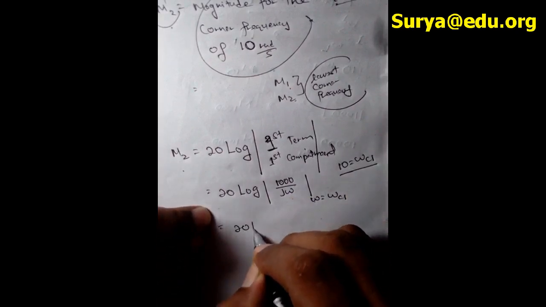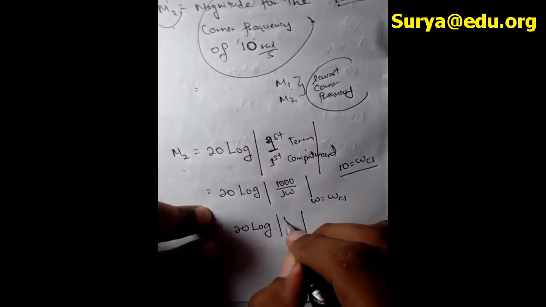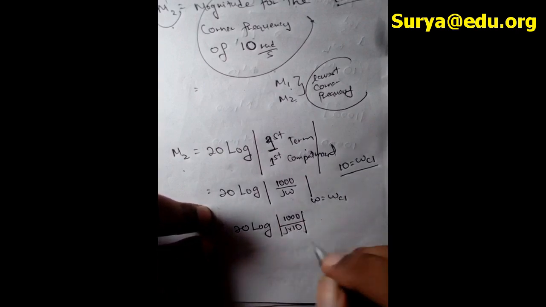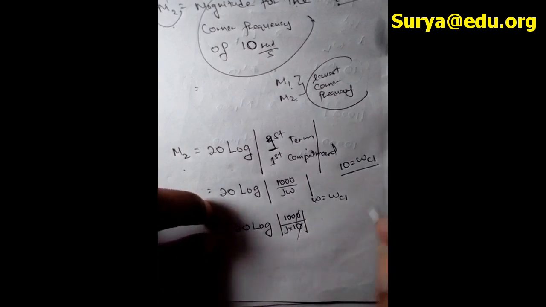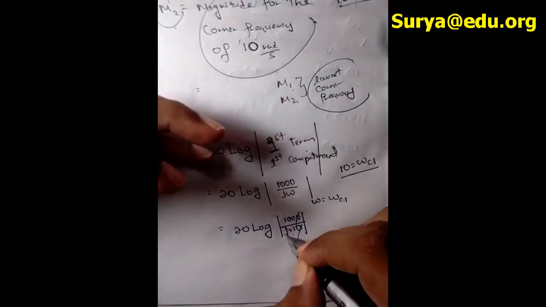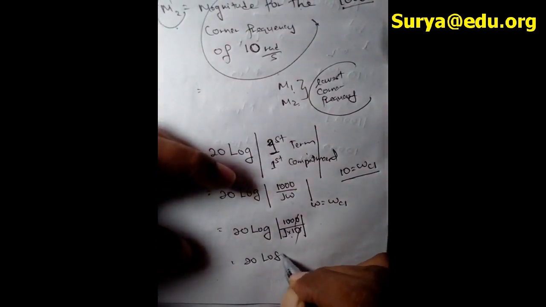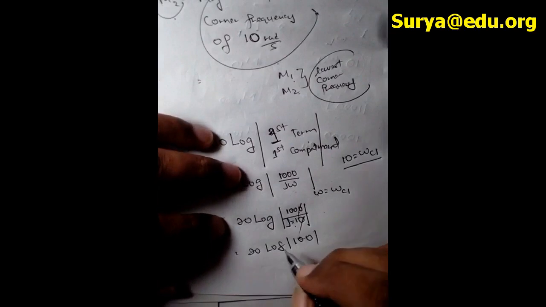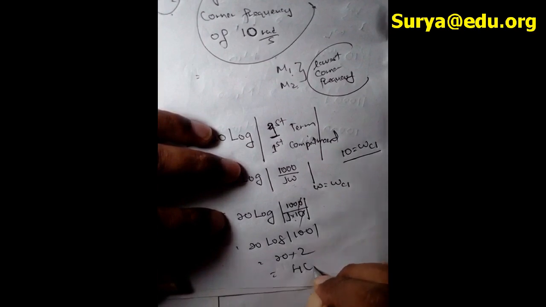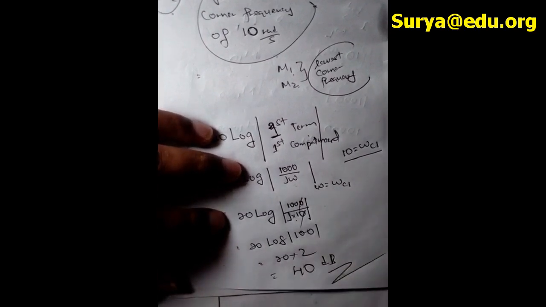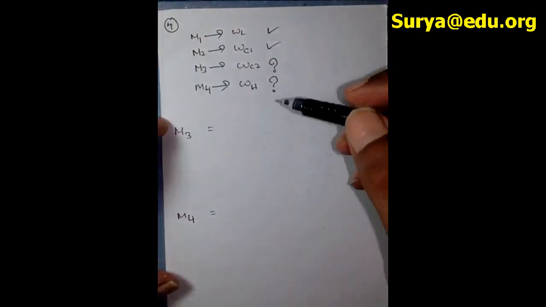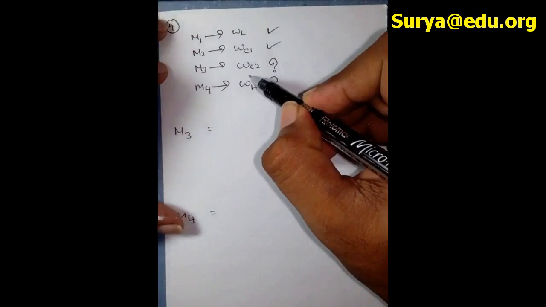Okay, so 20 log of 1000 divided by j times 10. So this will become 100. So logarithmic of 100 divided by j, it's just the modulus, no need to worry about j. So 20 log 100. What is log 100? It is 2, that means 20 multiplied by 2, it will be 40 decibels. Okay, 40 decibels.